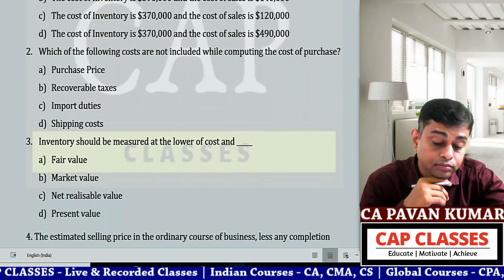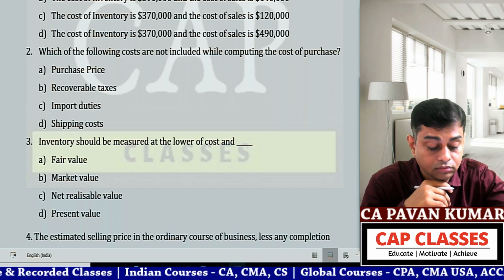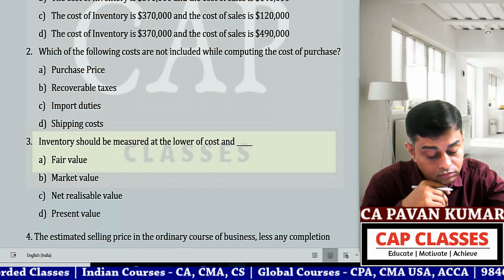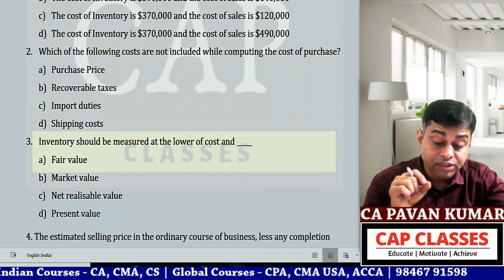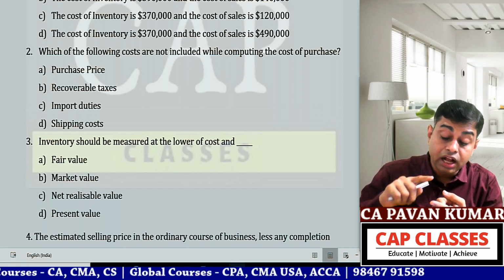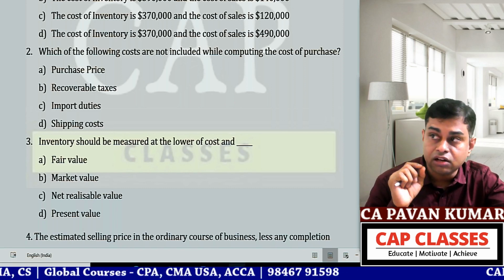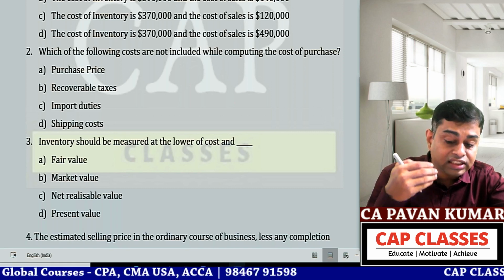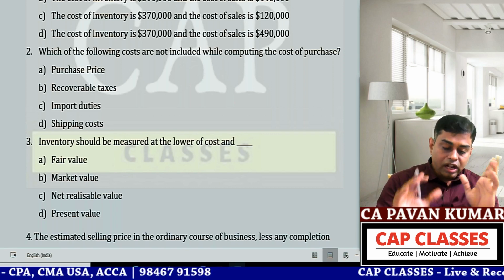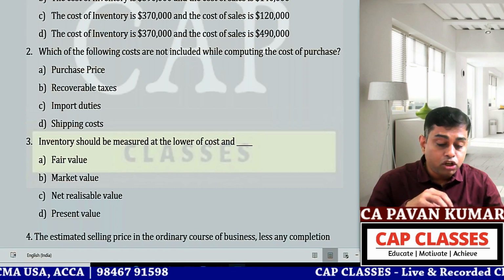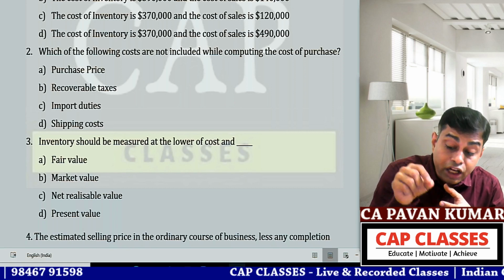Yes, read this. Which of the following costs are not included while computing the cost of purchase? A. Purchase price. B. Recoverable taxes. C. Import duties. D. Shipping costs. Yes, we have discussed in detail about this in the class. And this valuation principle, measurement principle applies not only to inventory, it also applies to property, plant and equipment or intangible assets. So this particular question, which is asked in the context of inventory, can also be asked in the context of PPE or intangible assets. So tell me, what is the correct answer? Guys, I am waiting for your answer in the chat box. When you bought inventory, you incurred ABCD expenses. Which one you will not include in the cost?